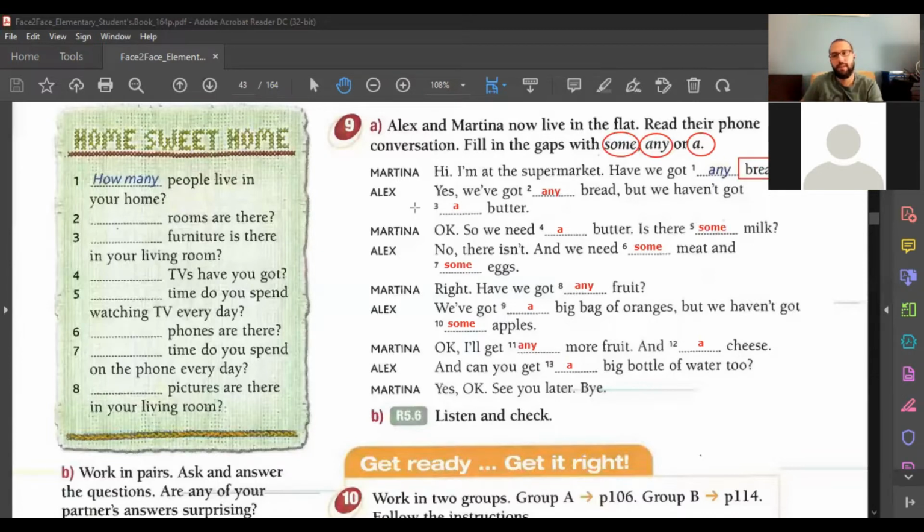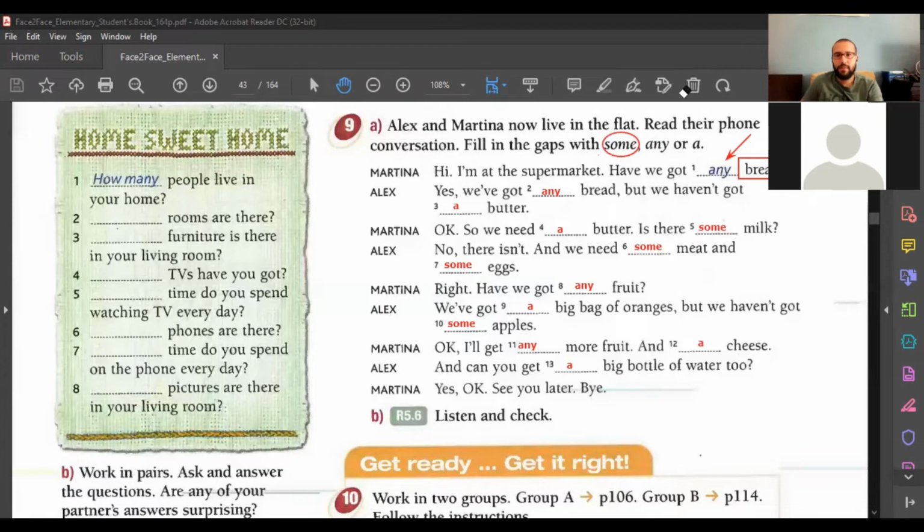Bread. Okay. What did they use here? Any. Why did they use any? And when do we use any? Because it's a question, yes, but also because bread is uncountable. Yes, very good.